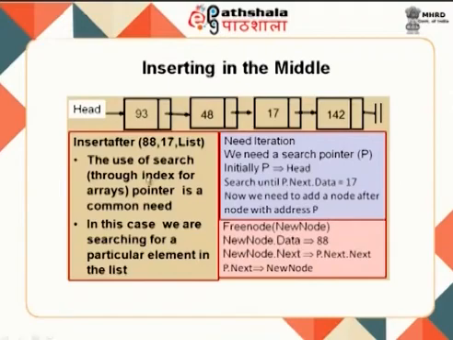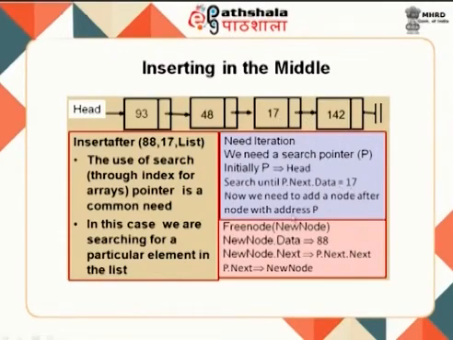So, the use of search through index for array or pointer is a common need, as I already told you. What we do here is search for a particular element in the list. So, we want to insert after 17. What do we want to insert? The node 88. So, what do we do? We need a search pointer p. Initially we make p point to head, and then you search until p dot next dot data is equal to 17. You start with p, come here, p dot next, that is this node's data is equal to 17.